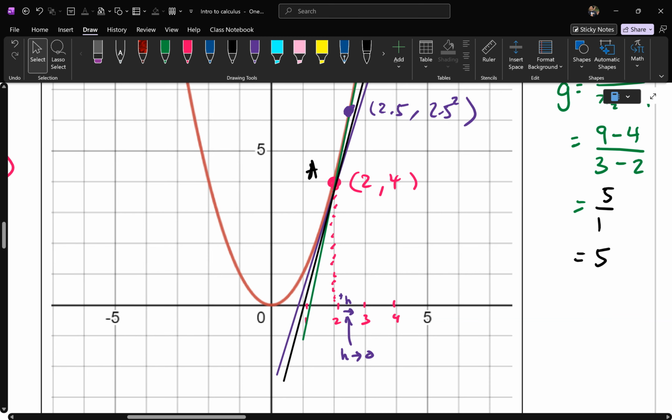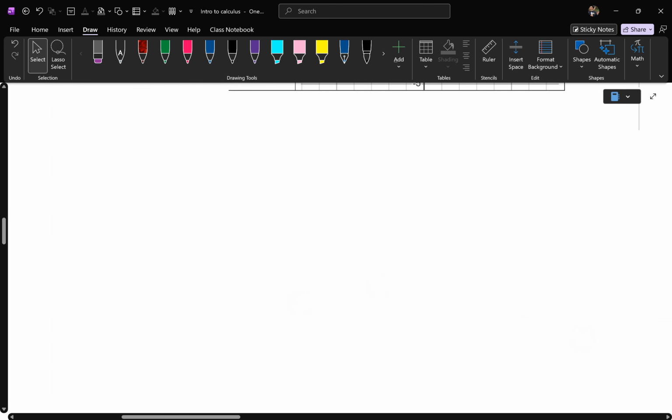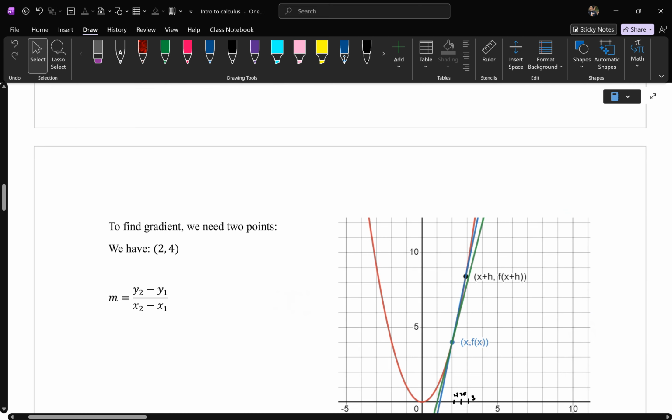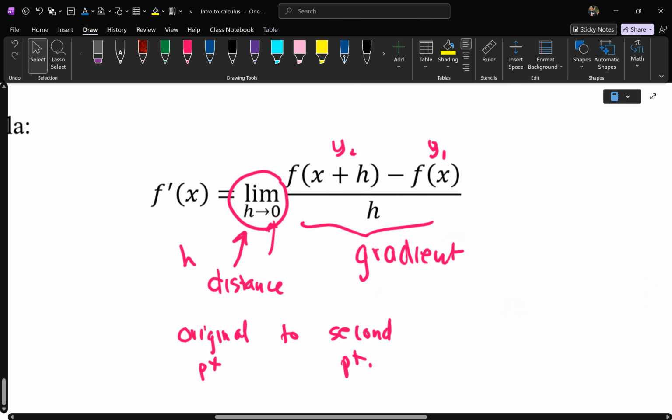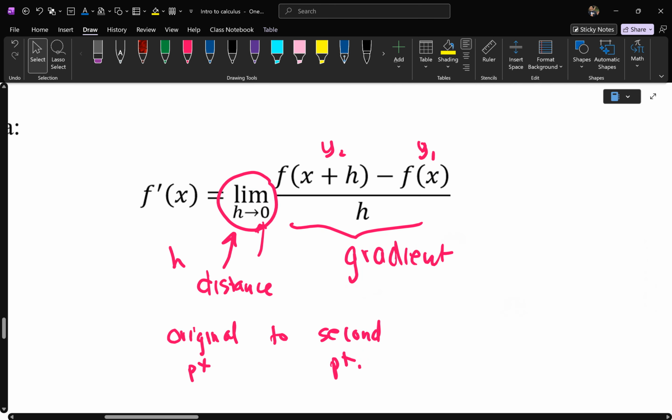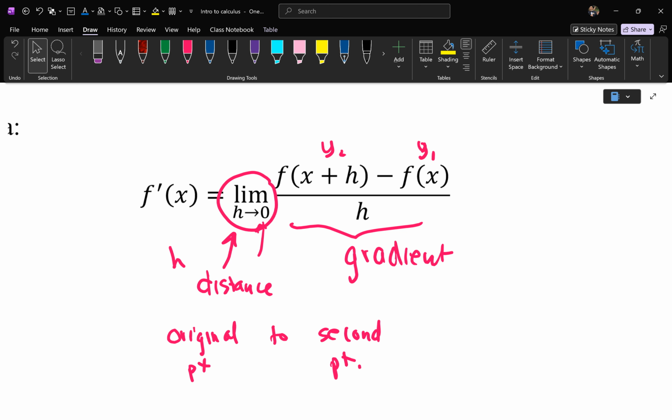That's what this formula is, which is called first principles. Here we go. I'm just going to roll down. It's on the back of your page, the back page. This formula is actually just the formula to say, let's make that second point infinitely close to the first point. Not that it's exactly the same, let's just say it's infinitely close. What would that tend to?